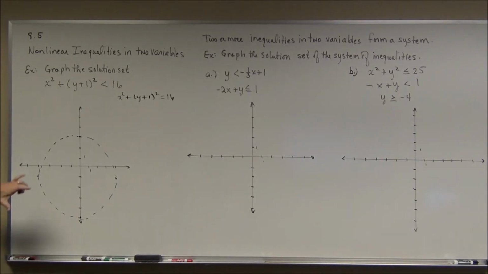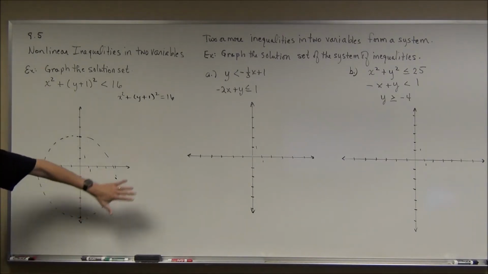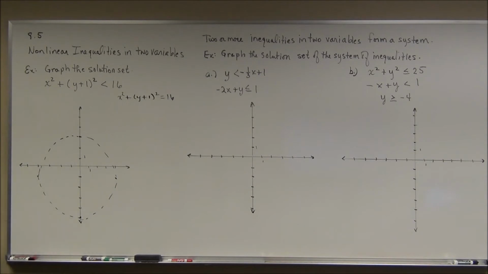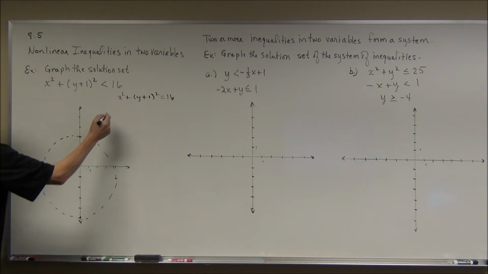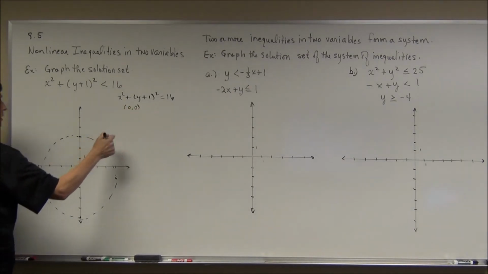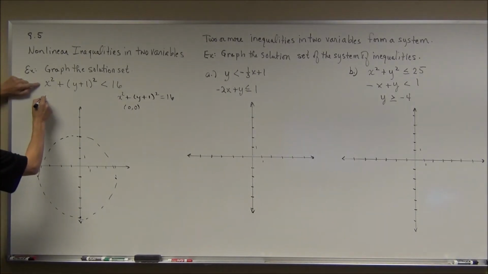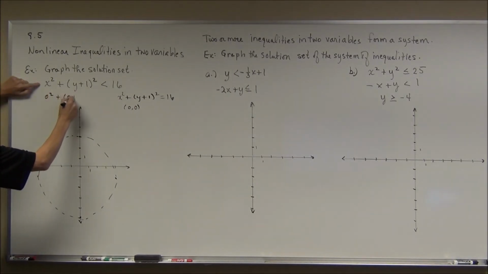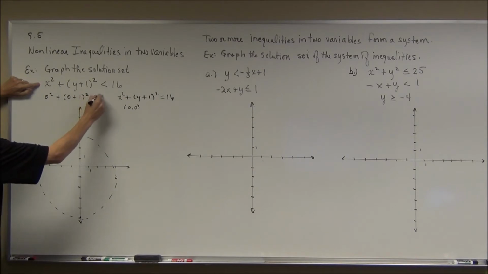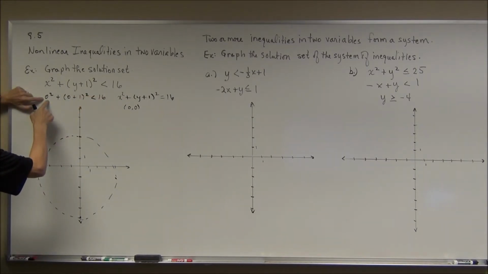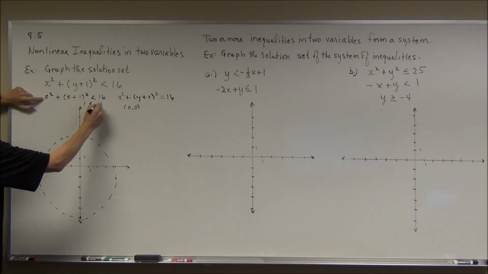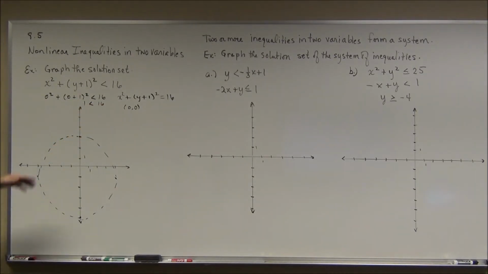So now, I'm either shading the interior region or I'm shading the exterior region determined by a test point, just like before. And since (0, 0) is not on the curve here, I'm going to use (0, 0) as my test point. I'm going to plug it back into, not into the equation, but into the inequality. I have 0 squared plus the quantity 0 plus 1 quantity squared is less than 16. This is 0. 0 plus 1 is 1. 1 squared is 1. I have 1 is less than 16, which to me is a true statement.